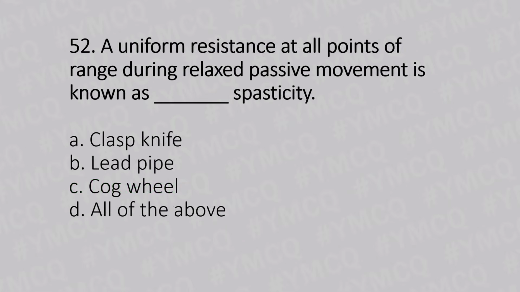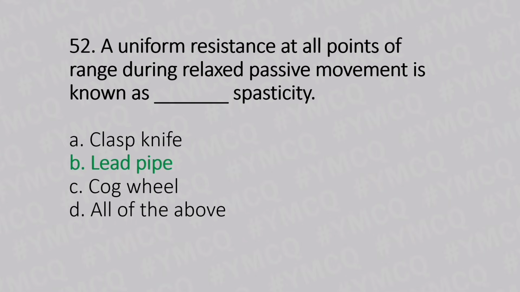Moving to our 52nd question. A uniform resistance at all points of range during relaxed passive movement is known as dash spasticity. Option A, clasp knife. Option B, lead pipe. Option C, cog wheel. Option D, all of the above. And the answer is option B, lead pipe.